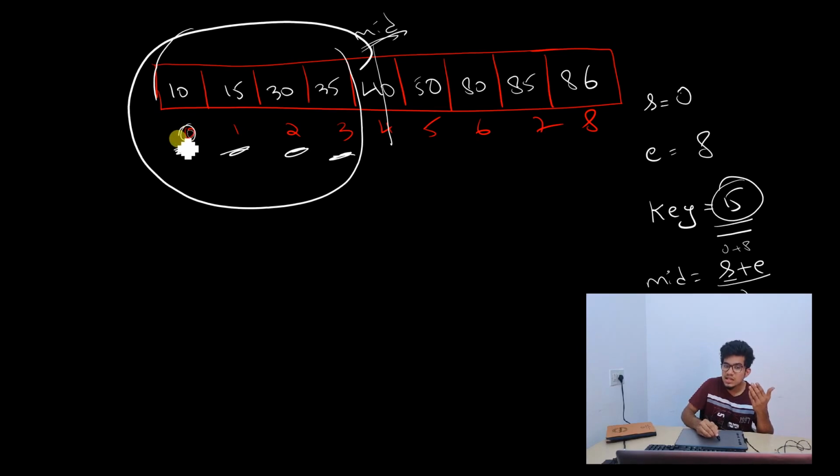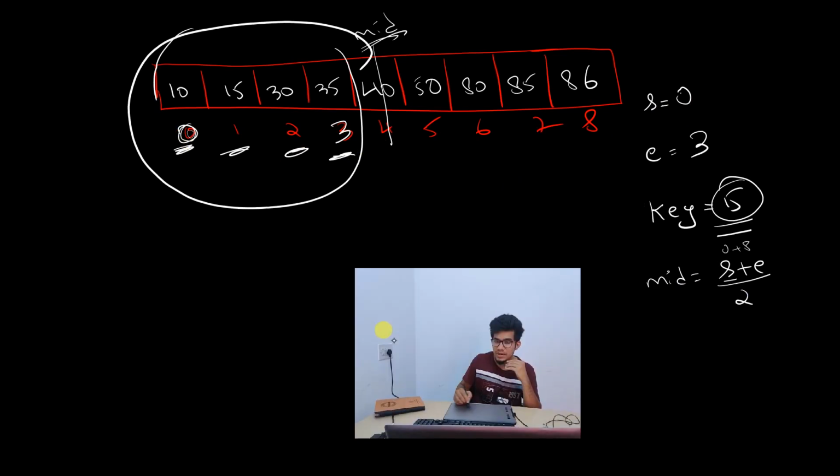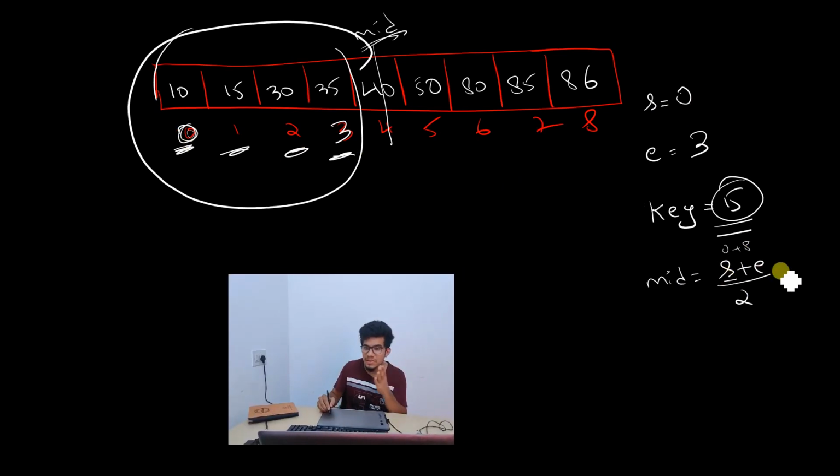Now what's the new starting value? 0. What's the new ending value? 3. So I'll update it. New ending value is 3. I have updated it. After that, I want to find the middle element. And how do I find the middle element? Start plus end by 2.